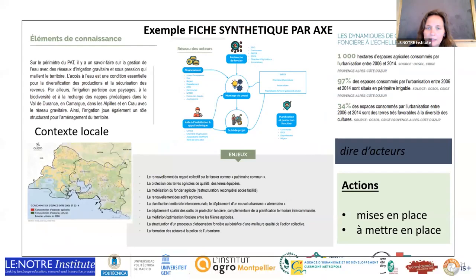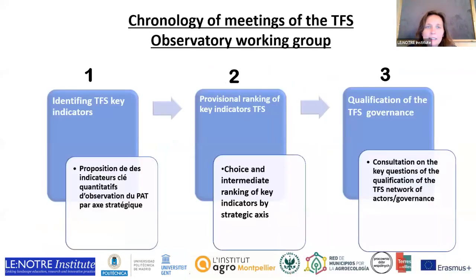This was the synthetic plan approach of each axis, and this was the main methodology established with the working group. So we identify a few key actors, indicators, then we rank them, and then we work on the qualification of the governance. So how the actors network involved in the strategy is evolving and functioning.